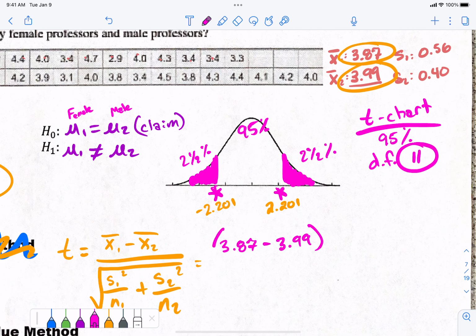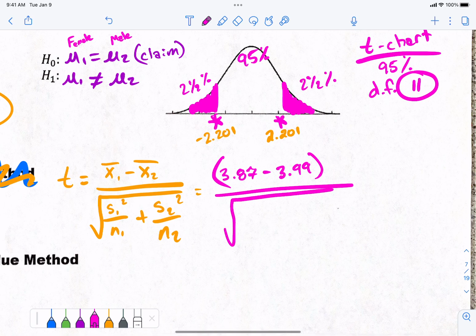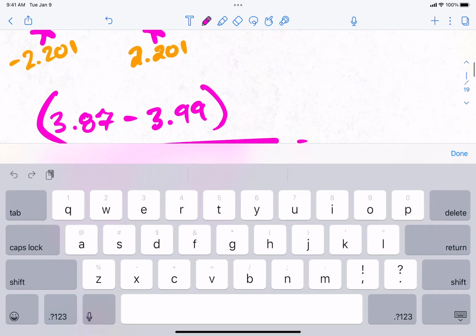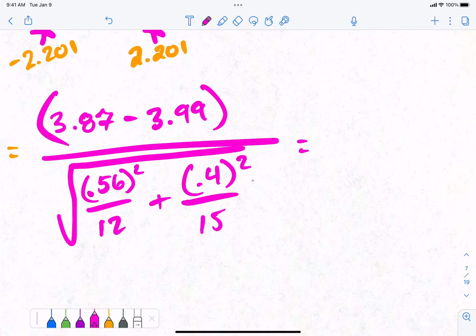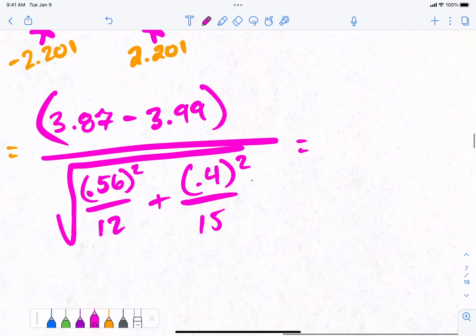Over the square root. Judging by that, are we going to be looking at the left tail or the right tail? Left, because 3.87 is lesser, so we're going to have a negative number. So we're going to be looking over here to see where it fits. Over the square root of 0.56 squared over 12 plus 0.4 squared over 15 equals whatever it equals. If you need to do it in pieces, do it in pieces. This one's a lot less cumbersome than the proportion one, because you don't have two things to multiply. Are you ready for the answer? Sure.